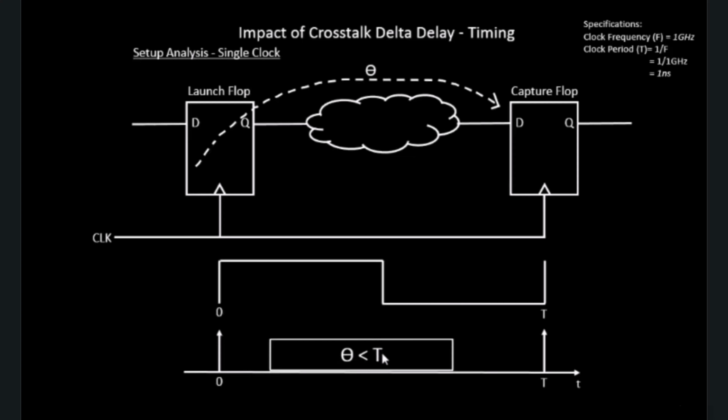If theta exceeds the value of T, that is, if the combinational delay exceeds a clock period of 1 nanosecond, it means that the clock period itself has to be increased, and as a result you see a drop in the frequency, because the frequency is the inverse of the clock period, so an increase in the period drops the frequency. So that was what we saw last time.